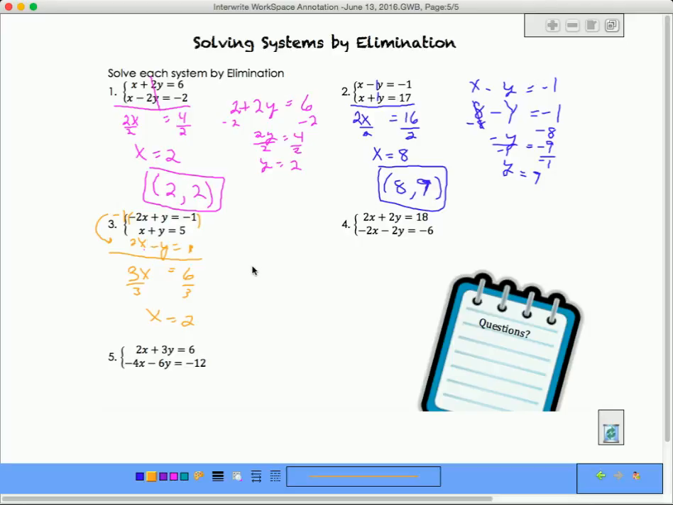And then I can put it back into either equation. So maybe I like the bottom one. I'll do x plus y equals 5. Well, if x is 2, hopefully we can see that makes y 3. If not, subtract the 2, so y equals 3. So we have 2, 3 as our solution.